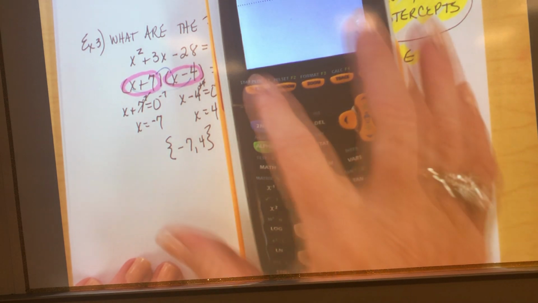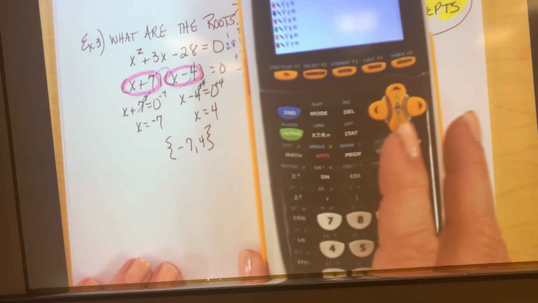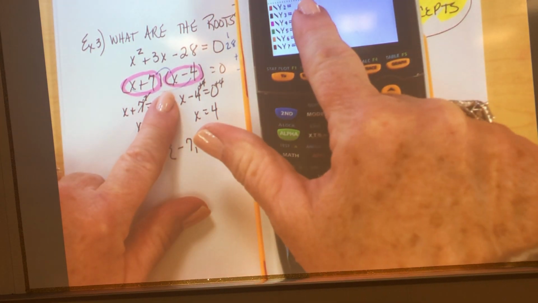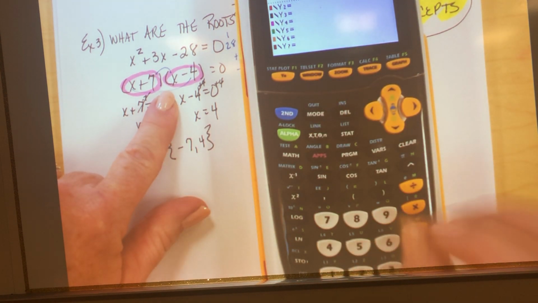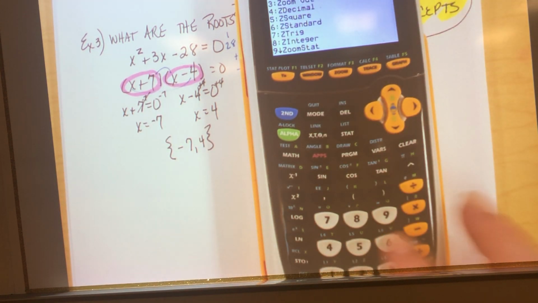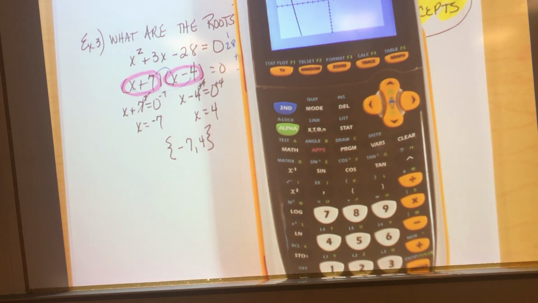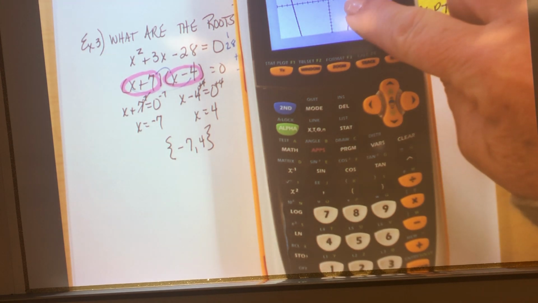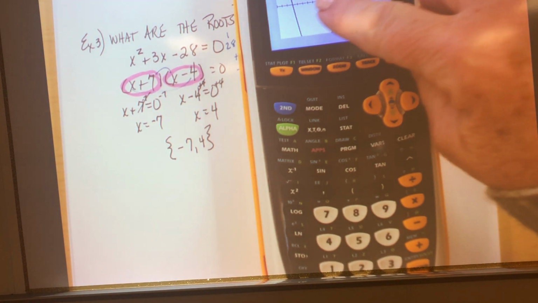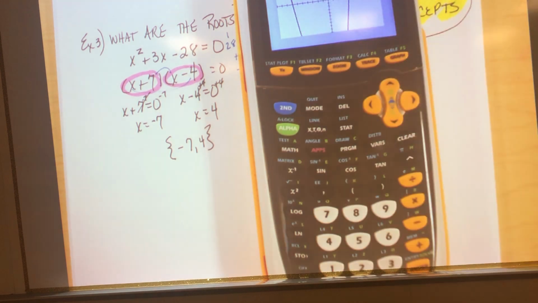So if I go to y equals, all right, there's my equation right there, right? X squared plus 3x minus 28. I'm going to go zoom 6 because I don't know what's been graphed on here. One, two, three, 4. 1, 2, 3, 4, 5, 6, 7. Negative 7 and 4. What if it doesn't go through the x-axis though? We're going to talk about that. We'll get to it. Okay?